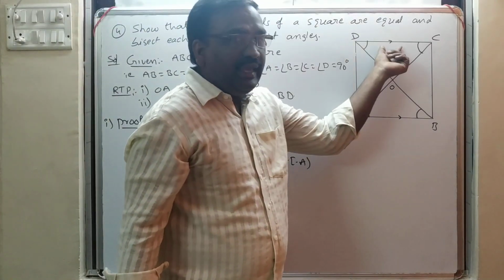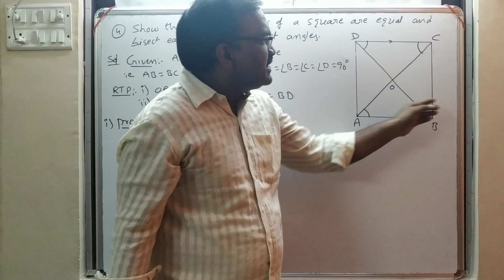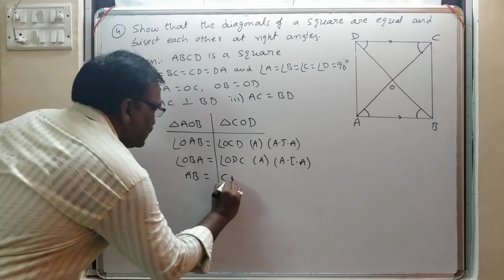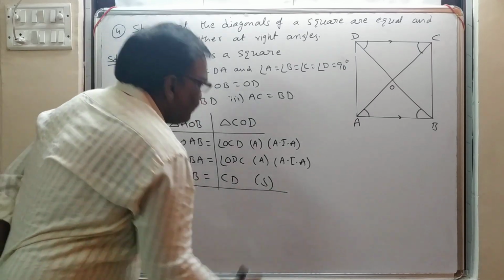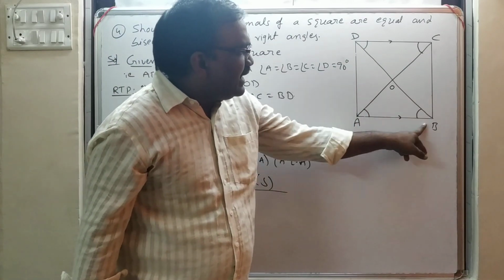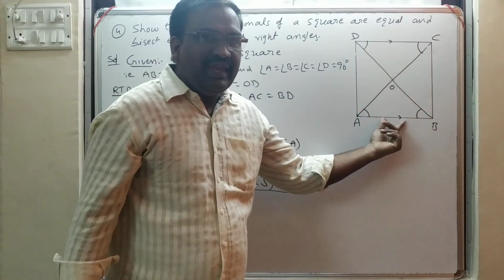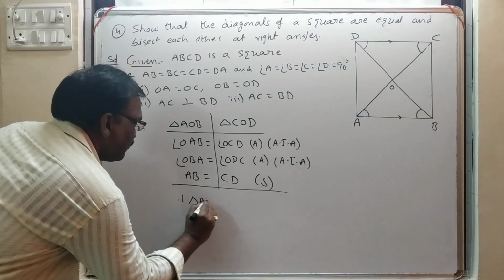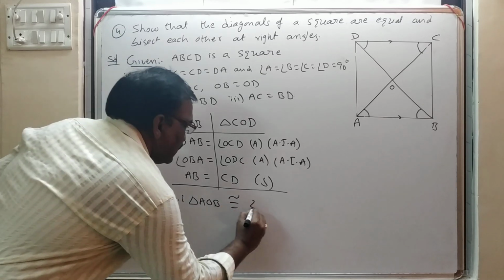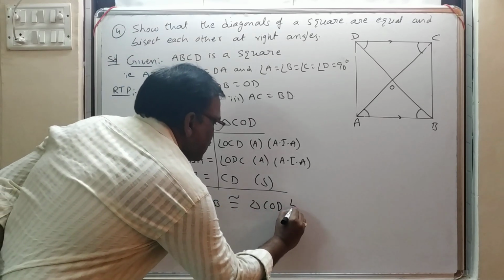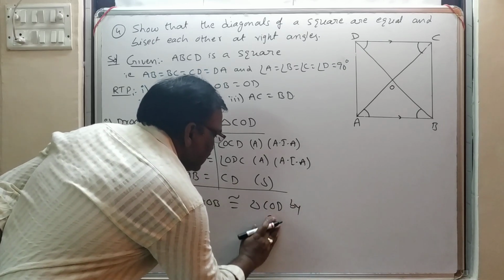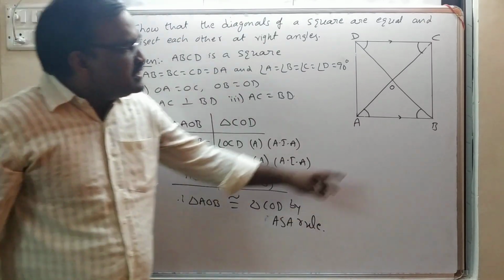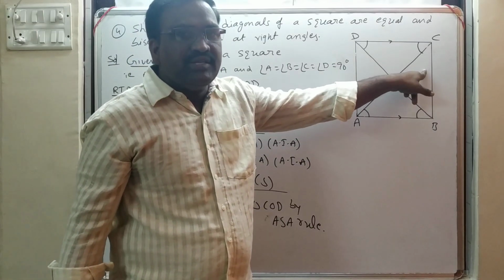What about AB and CD? Opposite sides are equal. All sides equal. AB is equal to CD. This is side. So angle, side, angle. By ASA congruency rule, these two triangles are congruent. Therefore, triangle AOB is congruent to triangle COD by ASA rule. Once the triangles are congruent, their corresponding parts are equal.